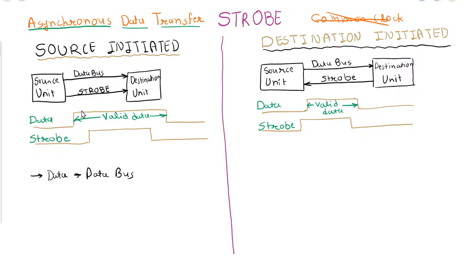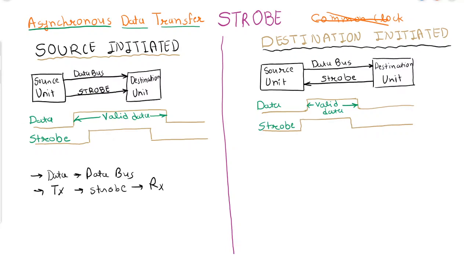Here you can see first valid data is placed onto the data bus. After putting data, the sender will send the strobe signal to the receiver, informing the destination that data is placed on the data bus and can now be read. Once the strobe signal is sent, the destination will start reading the data from the data bus. The data will be valid on the data bus till the value of strobe is 1, that is, till the strobe signal is high.